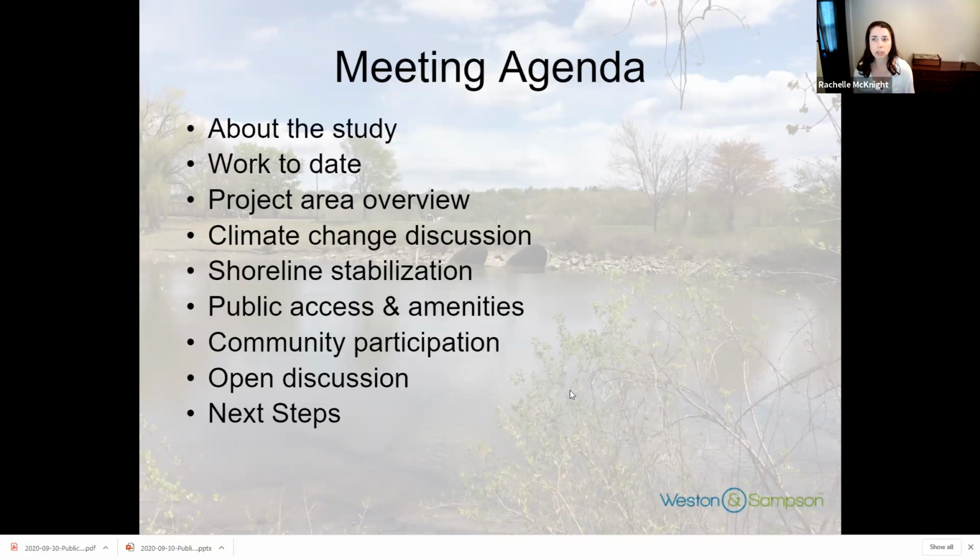But just to go through the agenda, we're going to be talking about the study holistically. We'll go over what type of work we've done to date. We've got quite a bit accomplished so far. We'll do an in-depth review of the project area. We're going to discuss climate change and how it relates directly to the project and to Albany, especially along the riverfront. We'll discuss shoreline stabilization, including the definitions of this type of work, public access along the riverfront, public engagement, community participation, ways to maintain the riverfront once some of these designs go through and some of the implementation happens along the riverfront. We want to make sure that we can take care of it and have ownership of it.